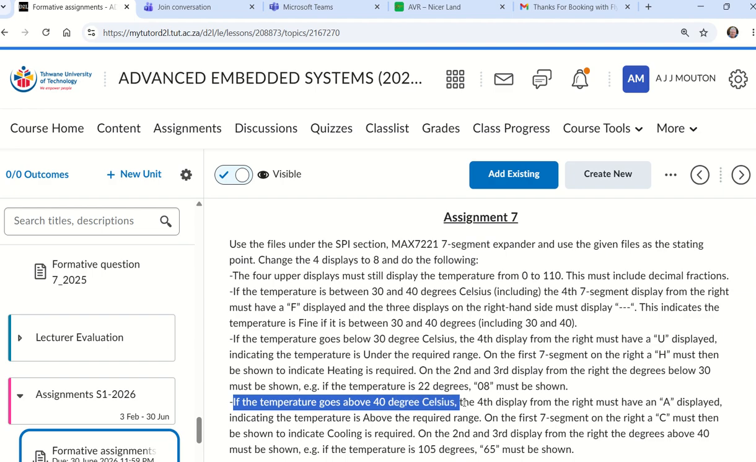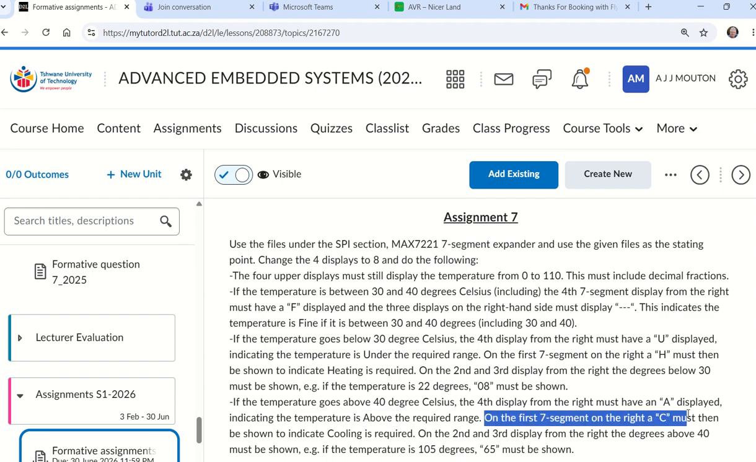And if the temperature goes above 40 degrees Celsius, then we should display an A, which means it is above the required range of maximum 40. And then I also want to put a C on the least significant digit, and that C indicates cooling is required. Then on the same 2nd and 3rd display from the right, it should say what the degrees above 40 are. So if the temperature is, for instance, 105, then it's 65 above 40.